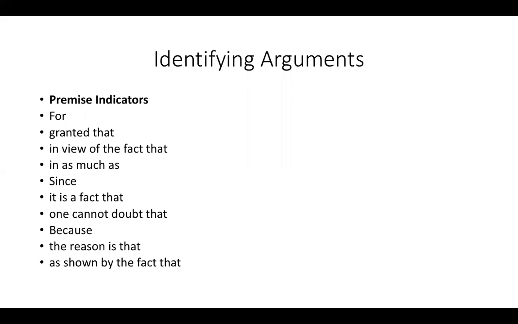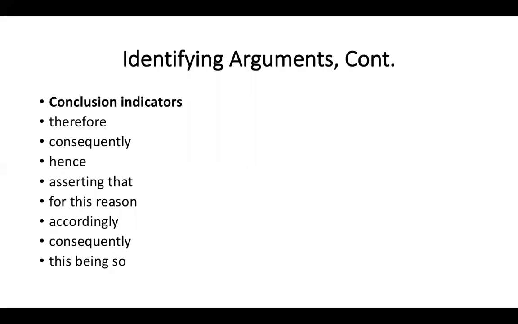So all these are words or phrases that indicate that you are looking at a premise, or premises. Then we have conclusion indicators. These words or phrases indicate you are looking at a conclusion: therefore, consequently, hence, certain that, for this reason.